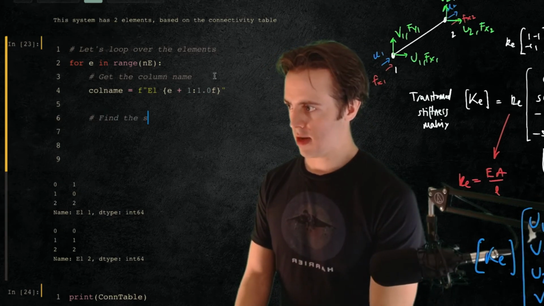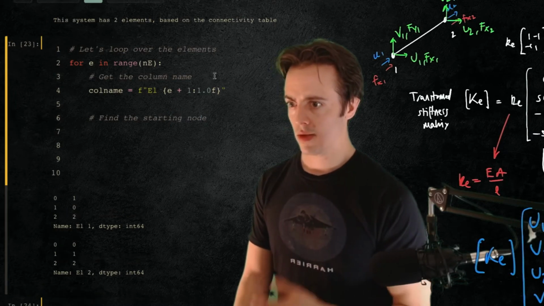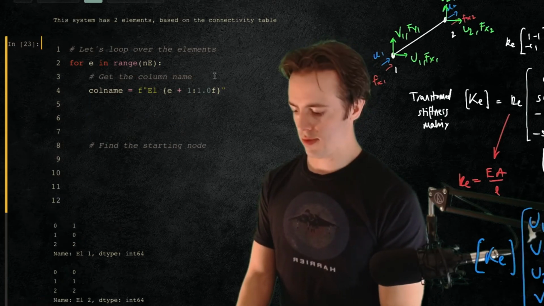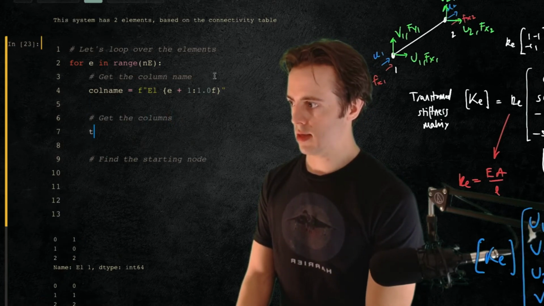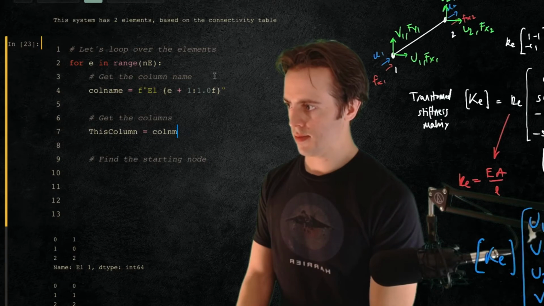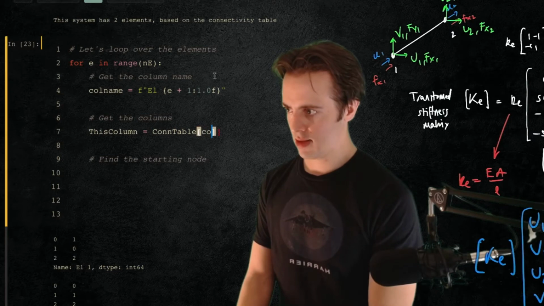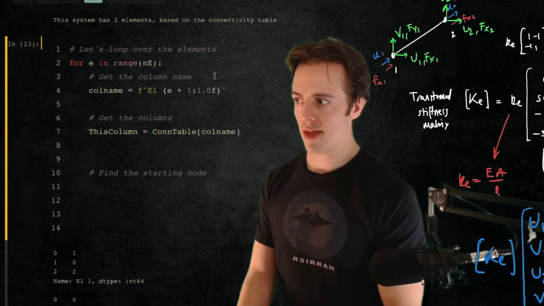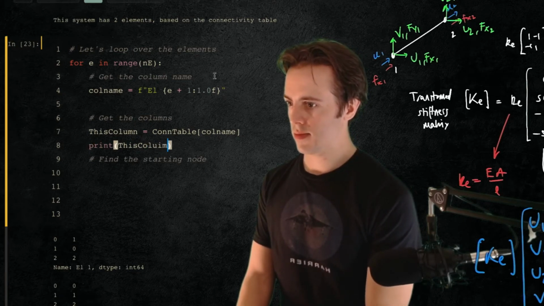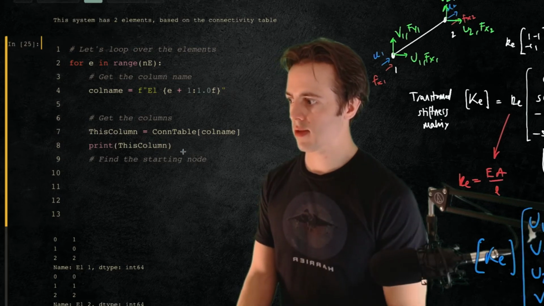Okay, so find the starting node. So the first step is we're going to find the row. So let's extract this column. So let's say this column is equal to column table. Okay, so that's just pulled out that column on its own. Let's just remind ourselves what it is. Okay, so I've got those two now. So that's pulled that out.